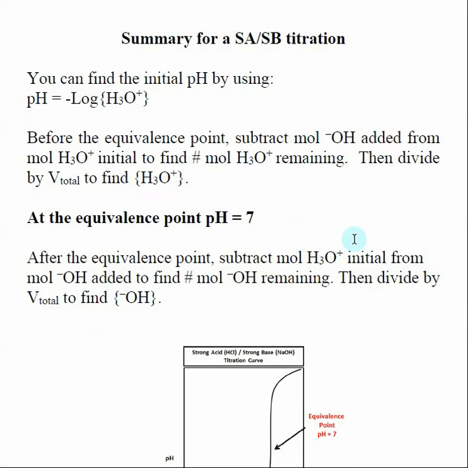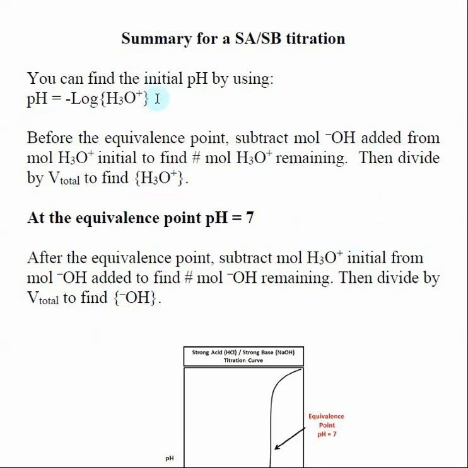So now let's summarize how we deal with different situations in our strong acid, strong base titration. Remember, at all times, the first thing you want to do is find out where you're at in your titration curve. How you do that is by finding the number of moles of acid that you have and the number of moles of base, and then comparing the two.